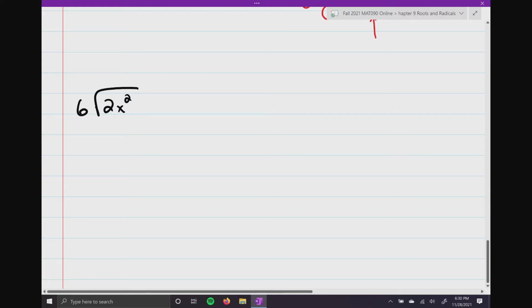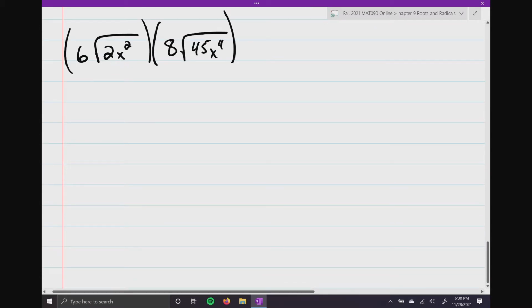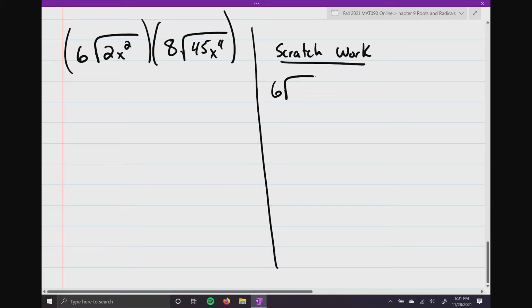How about 6 times the square root of 2x squared multiplied by 8 times the square root of 45x to the fourth. All right, now what I'm going to do here, I'm going to simplify each one first. I find that to be, for me personally, just a little bit easier because the numbers are small, and I like that. So I will just draw a line, write scratch work. 6 times the square root of 2x squared. Well, that's going to simplify down into 6x times the square root of 2.